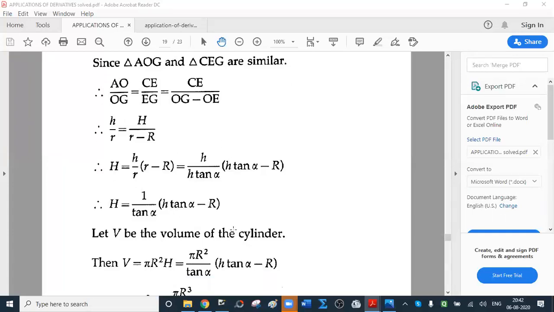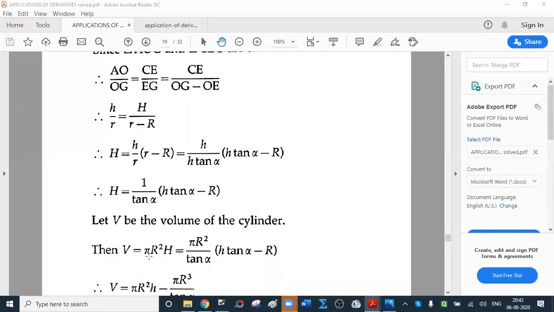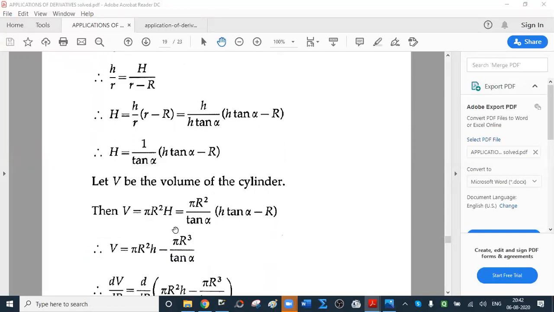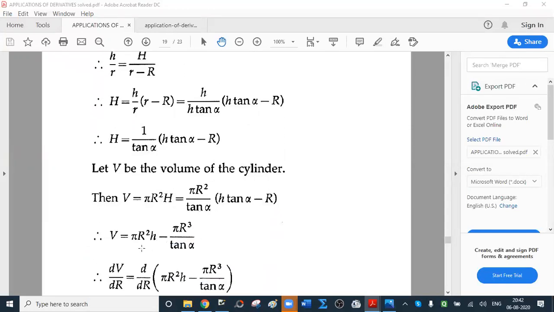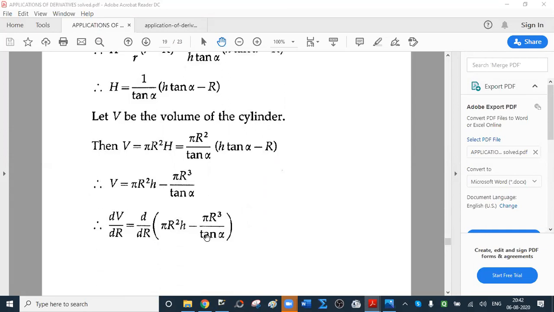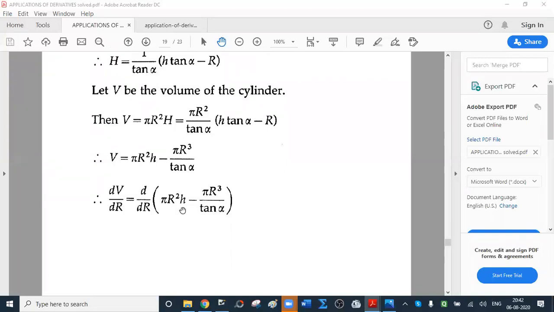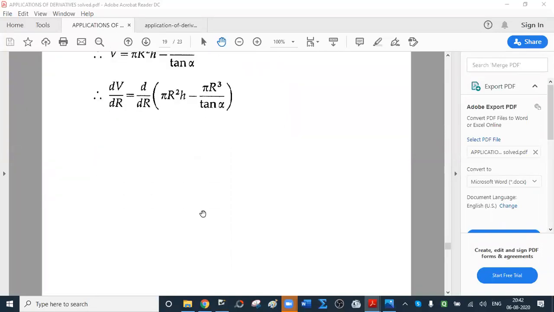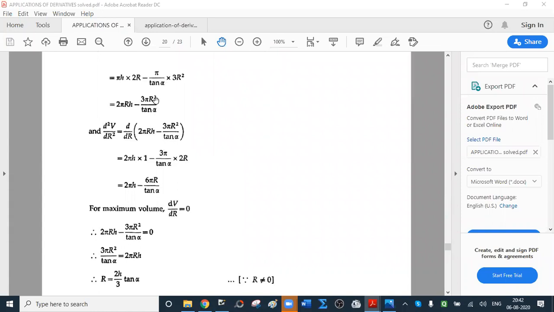Let V be the volume of the cylinder. Now, what is the formula for volume of the cylinder? It is pi r square h. Replace h by this 1 upon tan alpha into h tan alpha minus r. So the function to be examined is V equal to pi r square h minus pi r cube upon tan alpha. Now we differentiate with respect to capital R. So what is the derivative? dV/dR comes out to be this.